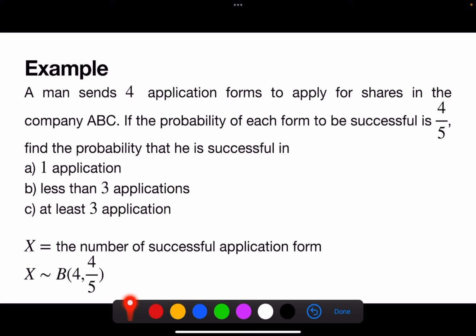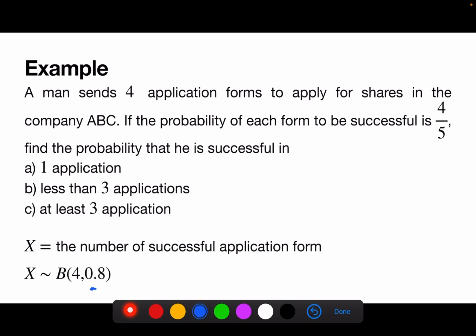X has binomial distribution with n is 4. This 4 applications is n. And the probability just now, 4/5, okay, is the P, right? So these are the parameters. What is 4/5 in decimals?